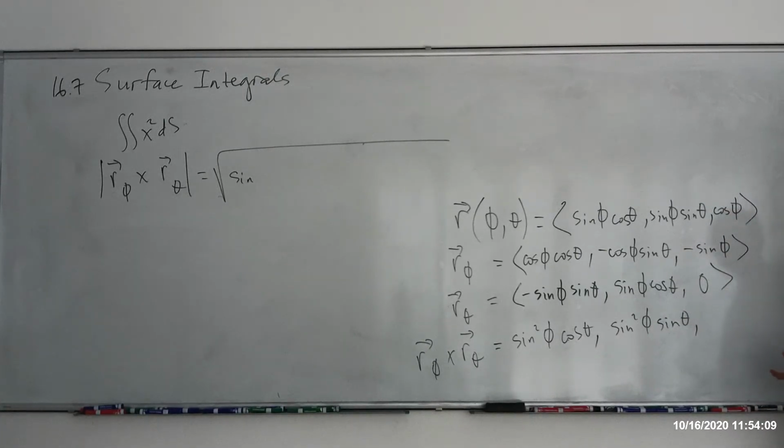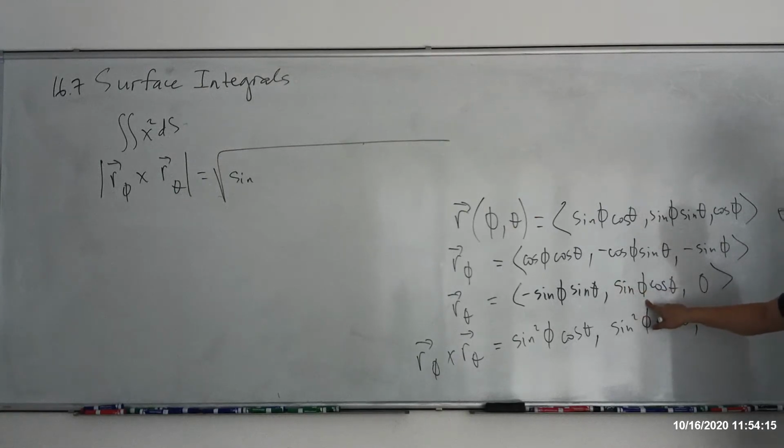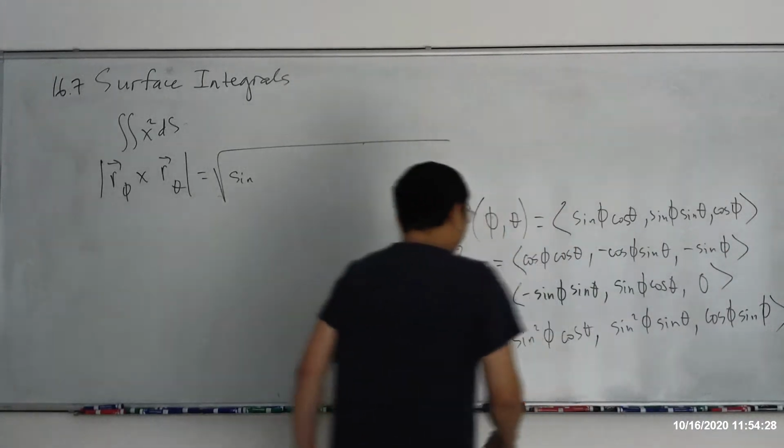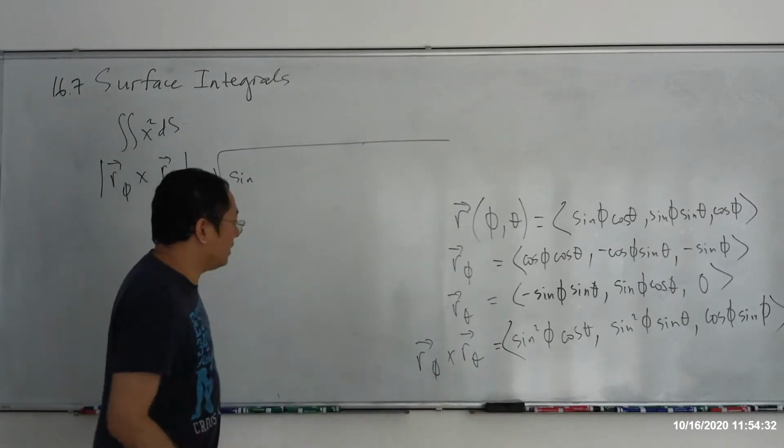It's going to be a very simple thing. Okay, and then for the k term, cosine phi, cosine theta, and then cosine square theta, and this is cosine square. Oh, so the last term is what? Cosine phi times sine phi. Should be this. Okay. And now we calculate the magnitude of this.